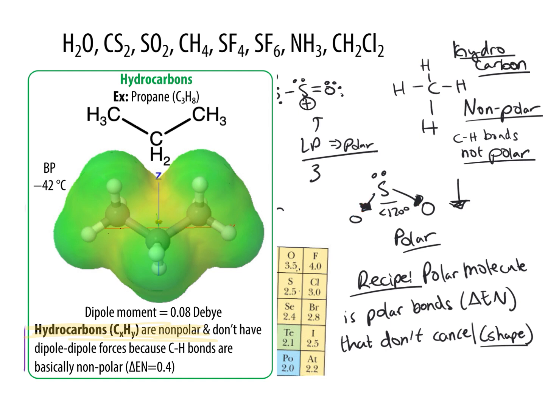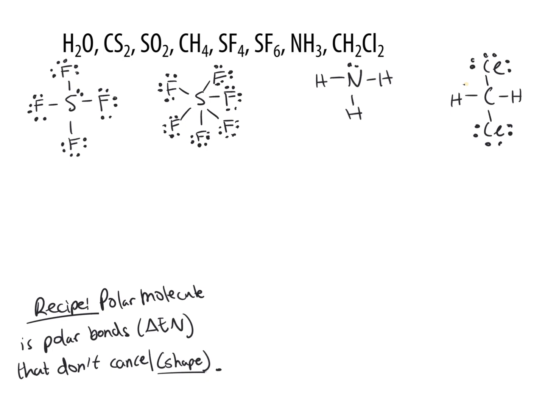Okay, for the next half of them, SF4, if we look at the electronegativities, very different electronegativities between those two atoms. So yes, we do have polar bonds. Are those bond dipoles going to cancel? We have that single lone pair on the sulfur. That means that this will be polar.